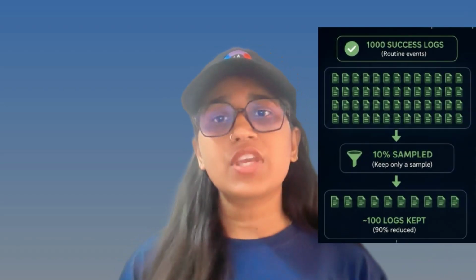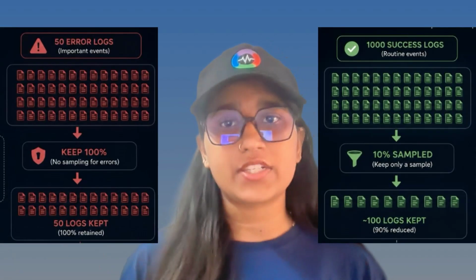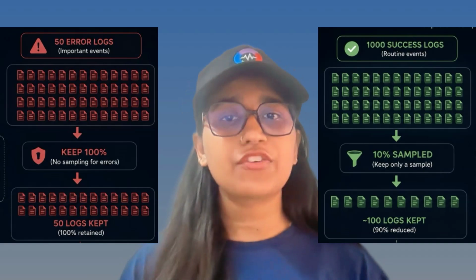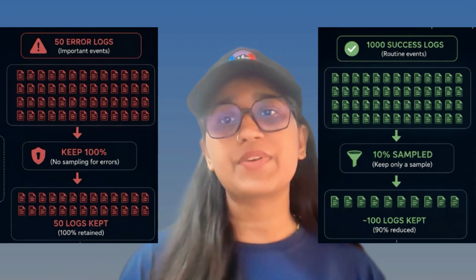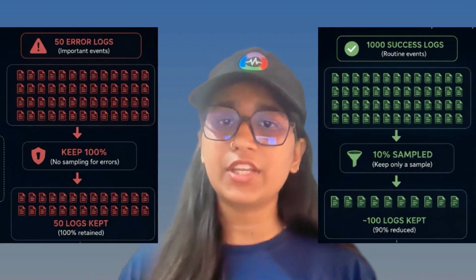So instead of storing every successful request, consider sampling repetitive events while always keeping the errors. For example, you might retain only 10% of the successful login events, but you keep 100% of the failed login attempts. So this approach significantly reduces the storage cost while preserving the information you actually need for debugging.